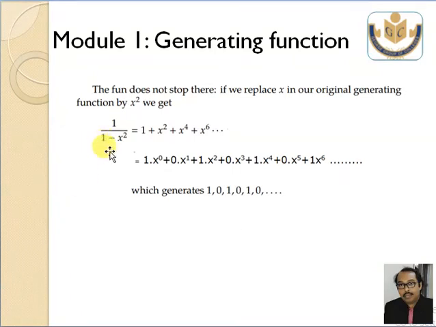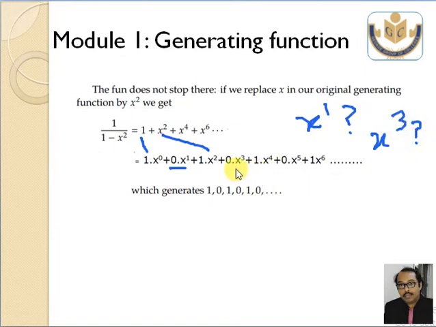Next one is, in place of x, if I write x square, it will be 1 plus x square plus x to the power 4 plus x to the power 6. Now what is missing here? Something is missing. 1, x to the power 0, is correct, but where is x to the power 1? x to the power 1 is missing, so I can write 0 into x to the power 1. x to the power 2 is there, that's very good. But where is x to the power 3? x to the power 3 is also missing, so I can write 0 into x to the power 3.